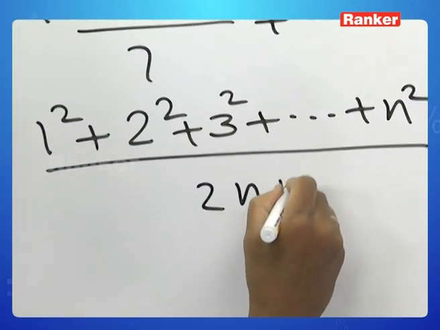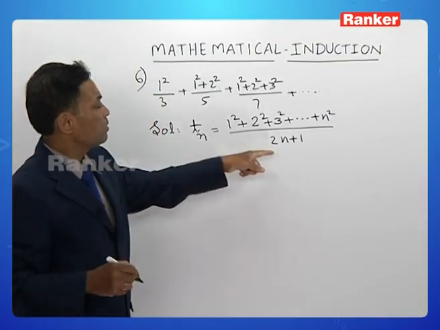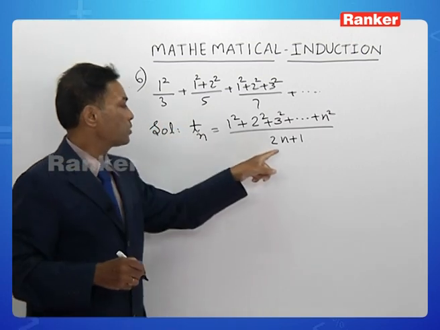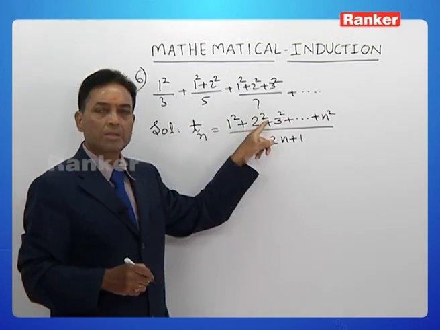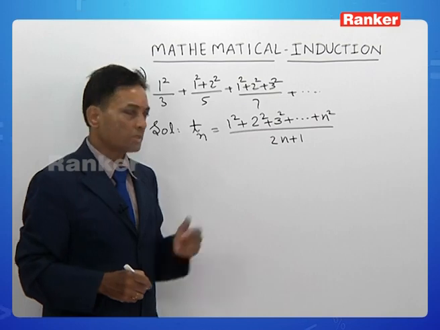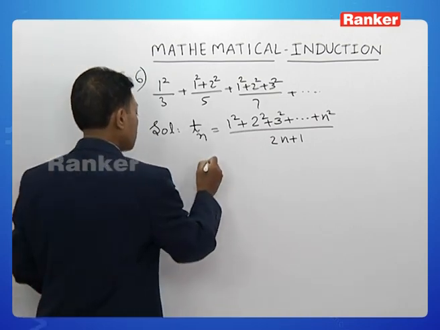2n plus 1. If you put n equal to 1 here, it becomes 3. If you put 2, 5. If you put 3, 7. So, automatically the nth term denominator is 2n plus 1. Now, let us see further simplification.